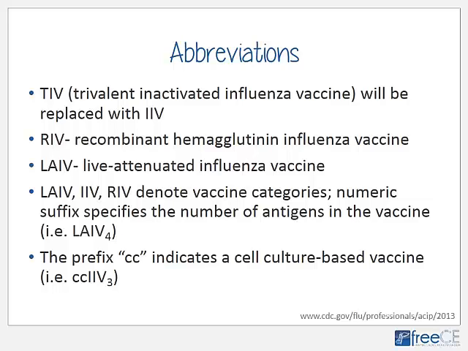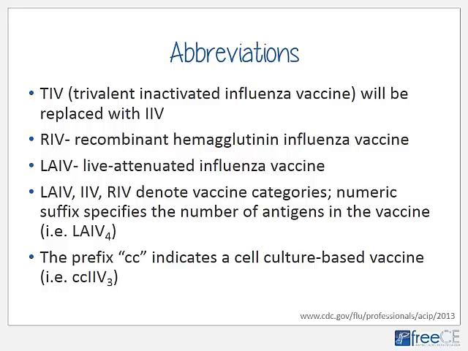So as I mentioned, TIV, which stands for Trivalent Inactivated Influenza Vaccine, is now going to be replaced with IIV, which stands for Inactivated Influenza Vaccine. So IIV is now your typical vaccine that we've talked about in the past for TIV. RIV, which we talked about on the previous slide, is a recombinant hemagglutinin influenza vaccine, and that's a vaccine that's produced in insect cells, so it doesn't contain any egg, and that's why we prefer it in our egg allergic patients. LAIV is still our abbreviation for live attenuated influenza vaccine.